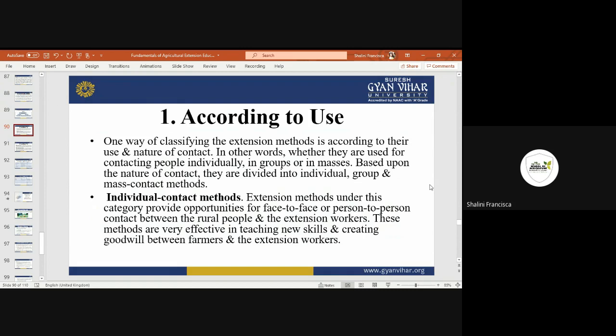So we can say it is about the nature of contact: whether it is an individual person who has come to learn about the new practices, or a group of people, like 10 to 15 people, or a mass, a huge number of people, from all over the district or from all over the state.